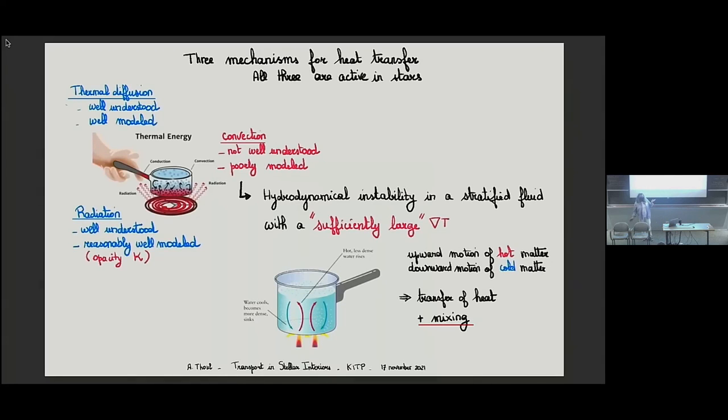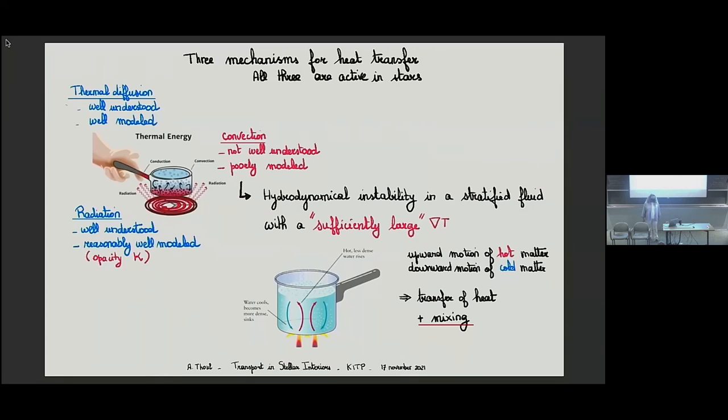So there are three mechanisms that work for heat transfer: thermal diffusion, which is what I know. It's well understood, well modeled, which is probably the reason why nobody talks about it anymore. Radiation is pretty well understood, reasonably well modeled, except that it depends on opacity, and that is not so well known. And then there's convection, which is not well understood and poorly modeled.